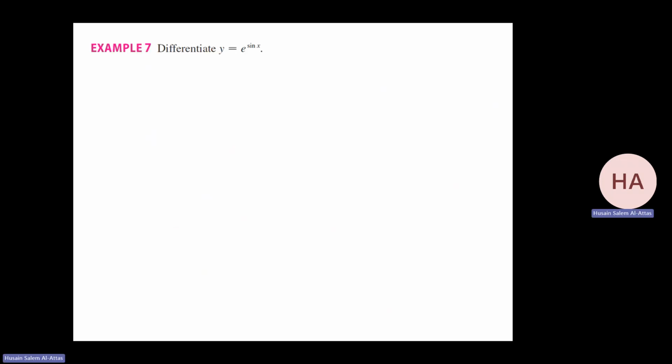Differentiate this: e to the power sine x. So I have e to the power u. So y prime will be e to the power u times the derivative of u, which is cosine x. I know that: for e to the power u, the derivative is e to the power u times u prime.